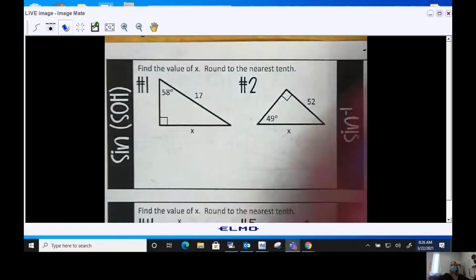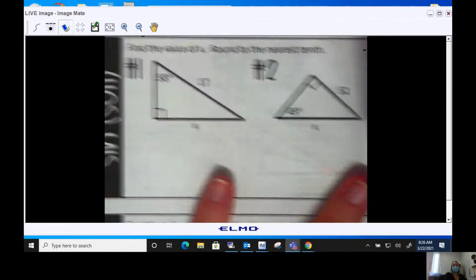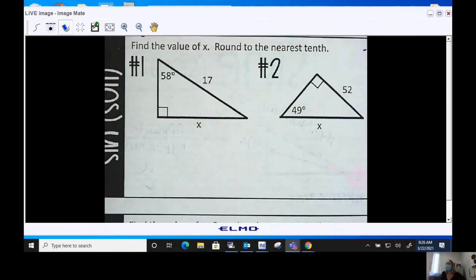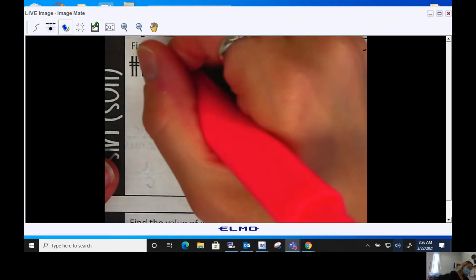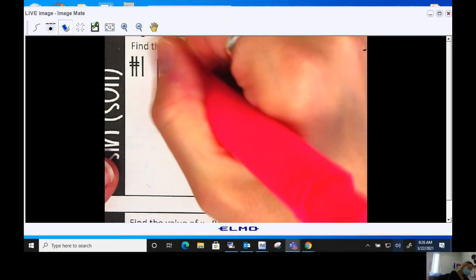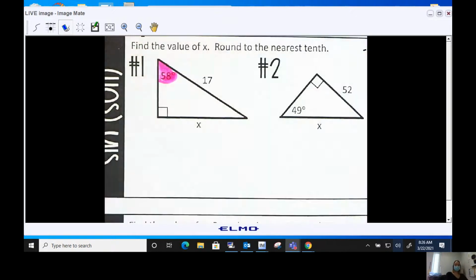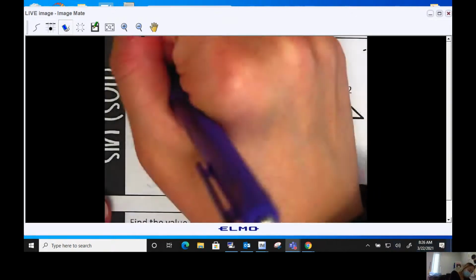All right, so let's take a look at number one. First thing I want to do is figure out which one is my reference angle. So which angle is given to you in this picture? There's only one number there. Which angle is it? And number one, what's the angle that's given to you? Oh, 58. So this is your reference angle. So I either want you to highlight it or circle it, color it something. This is your reference angle.